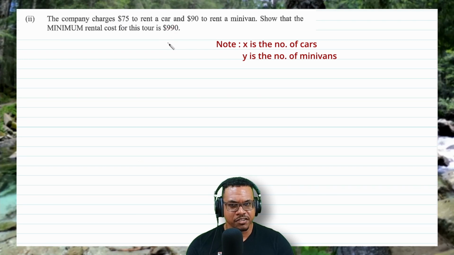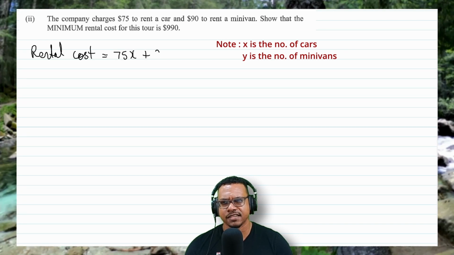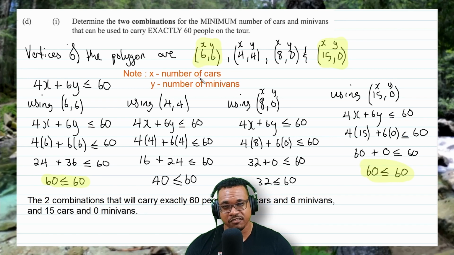So the equation for the rental cost will be 75 times X plus 90 times Y. So I'm just going to put that the rental cost is equal to 75 times X plus 90 times Y. Now, we want to show that the minimum rental cost for this store is $990. Now, the maximum amount of people that can be taken on the tour is 60 people. So we'll be looking at a combination of cars and minivans that will give us exactly 60 people, which will be 6 cars and 6 minivans and the 15 cars and 0 minivans.